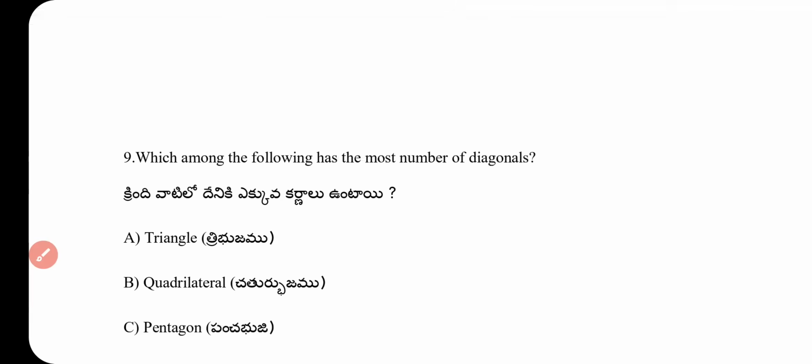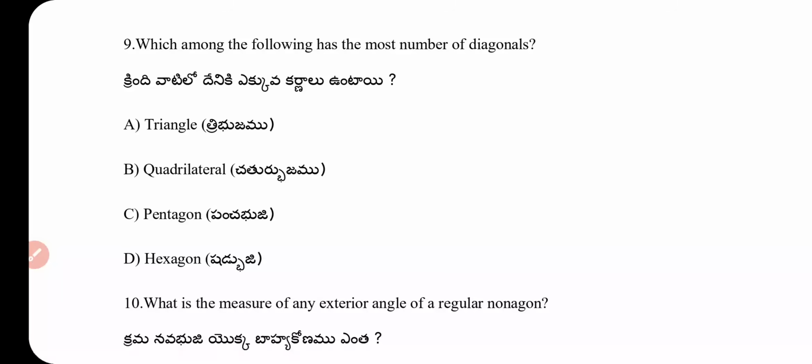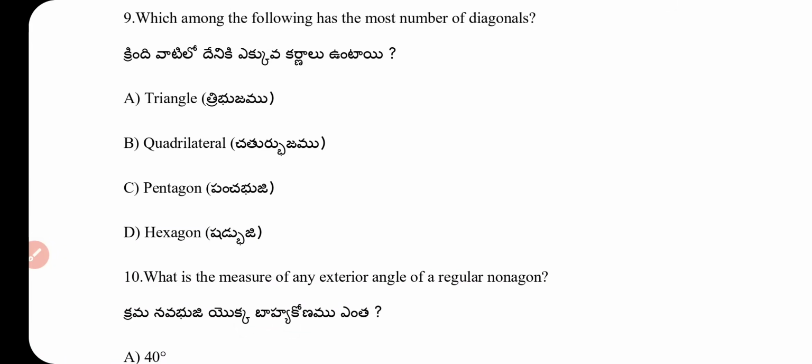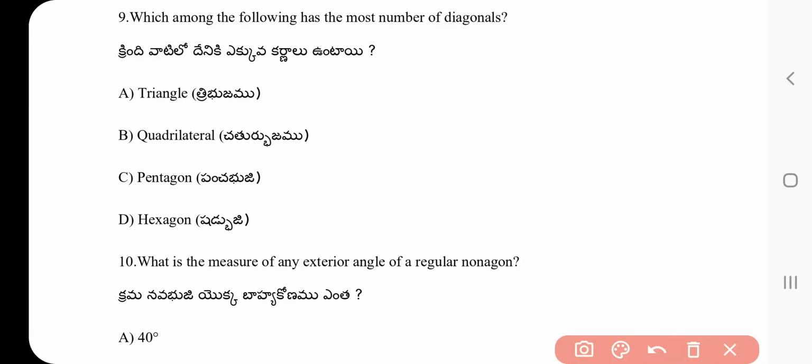Question number 9. Which among the following has the most number of diagonals: triangle, quadrilateral, pentagon, hexagon? Answer is hexagon. This is a hexagon. The number of diagonals is more than the other polygons.